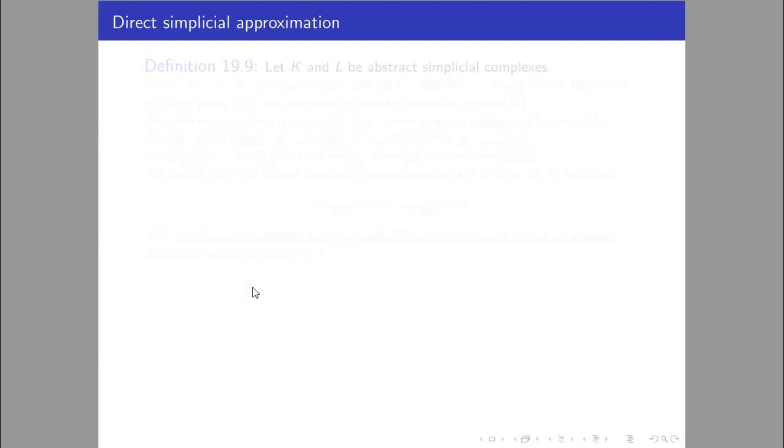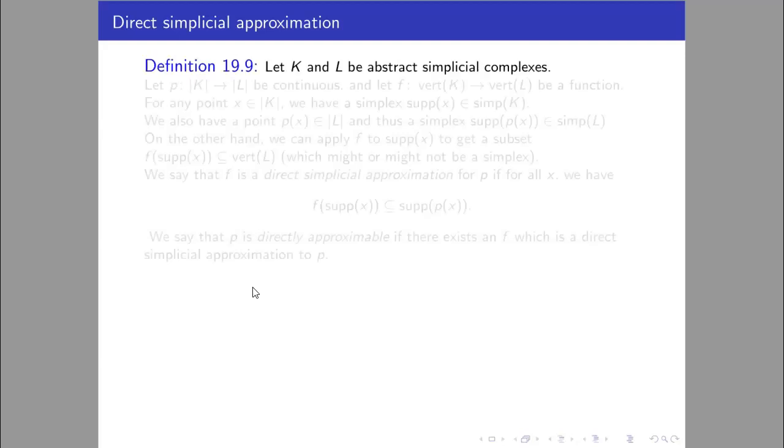In this video we're going to discuss the notion of direct simplicial approximation. So the context is like this. We've got two abstract simplicial complexes, K and L, and P is going to be a continuous map from the space mod K to the space mod L. So that could be some complicated thing, very wiggly, whatever.